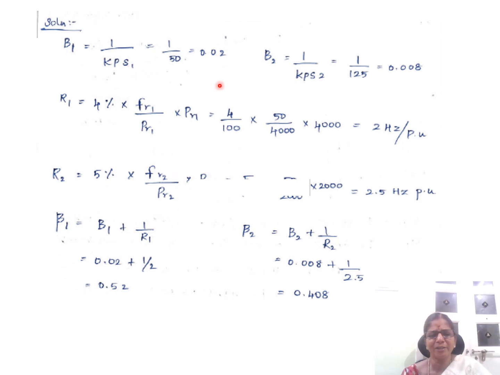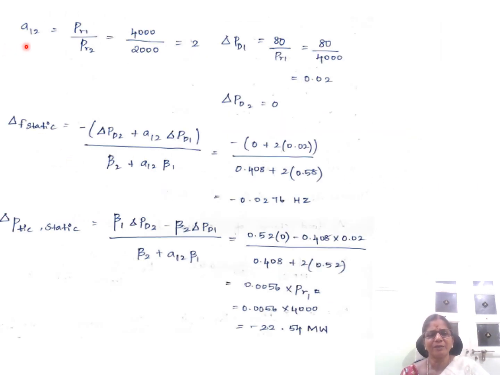With these values of B1 and R1, beta 1 is calculated, which is B1 plus 1 by R1. Substituting the values, 0.02 plus 1 by 2, gives 0.52. Similarly, for area 2, beta 2 is B2 plus 1 by R2, that is 0.008 plus 1 by 2.5, and the answer is 0.408. The coefficient A12 is PR1 by PR2, the base powers 4000 for area 1 and 2000 for area 2, so the answer is 2. Delta PD1, the load change in area 1, is 80 megawatt, so 80 divided by PR1, which is 4000, gives 0.02.